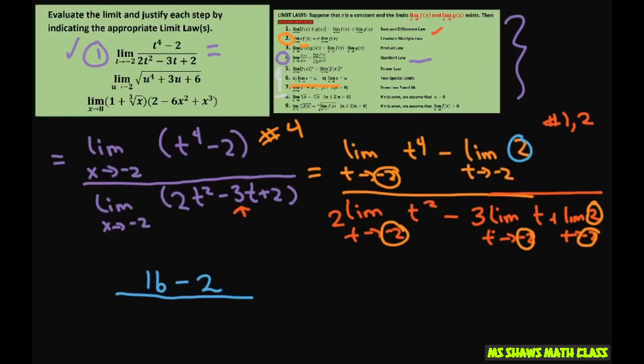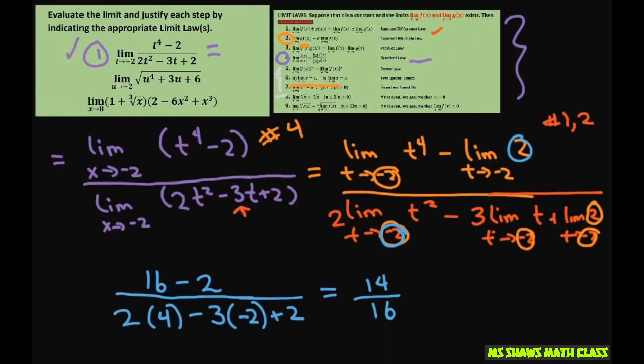And then for the denominator, you're going to get 2 times negative 2 squared, which is 4, minus 3 times negative 2. And then here you just copy down the 2. All right. And that's going to simplify to 14 divided by 16 equals 7 divided by 8.